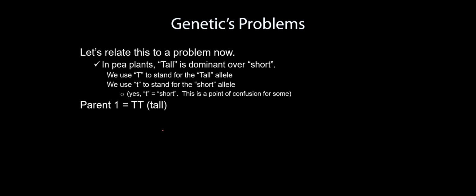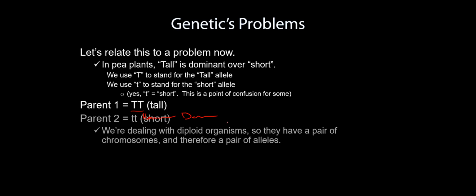All right, so here we go. We have parent 1, which is capital T, capital T. Does anybody remember what the name of that genotype is? Right, that would be homozygous dominant. And then we have the second parent. We're going to call that homozygous recessive.